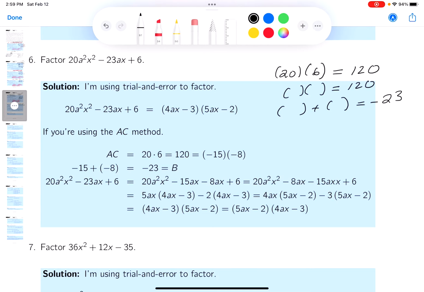Now, granted, it does take effort to do this. It isn't obvious to everyone what those two numbers are. You might have to play around with it. That's why I call this trial and error too.